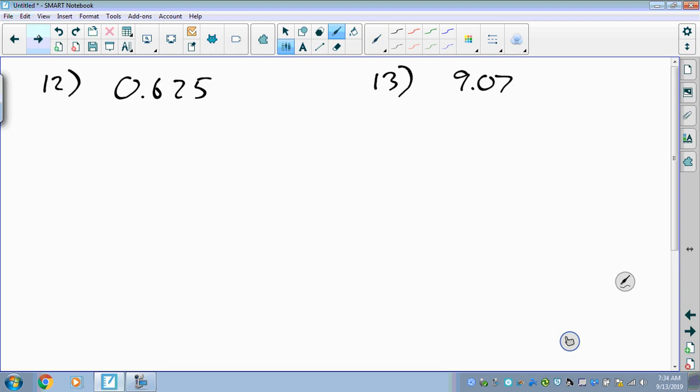All right, number 12. I don't even know what I was supposed to do. Oh, I think we're supposed to turn these into fractions. Yes. Okay, we're going to turn these into fractions. I believe, hold on, let me double check. Write each decimal as a fraction or a mixed number and simplify.